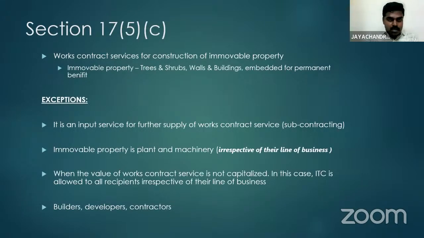Class C of Section 17, subsection 5. Works contract services for construction of immovable property is blocked. First, what is works contract services? Say, for example, a construction of a building is going on. Immovable property here includes trees and shrubs, walls and buildings. Including means compound walls. The amount expended on works contract services availed for building the compound wall is also prohibited.